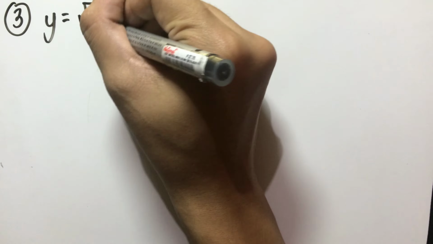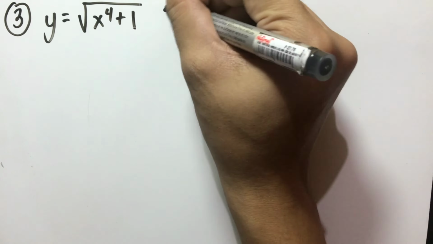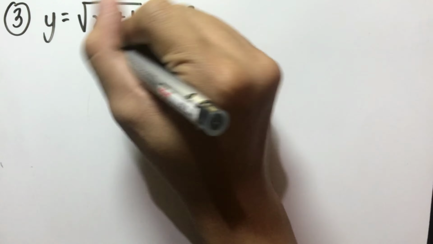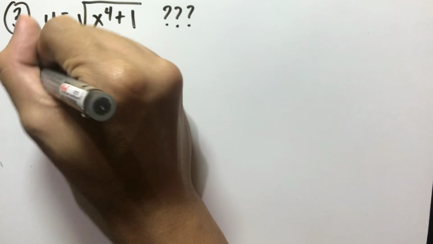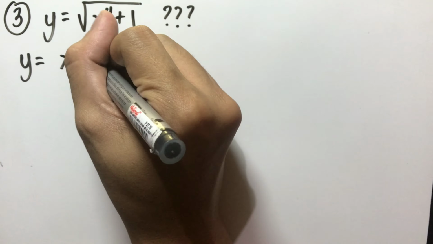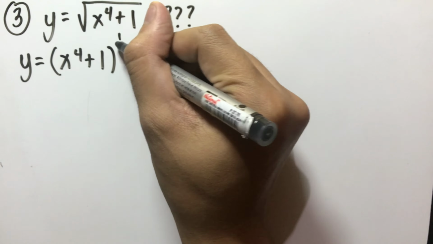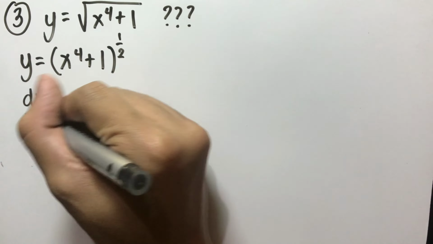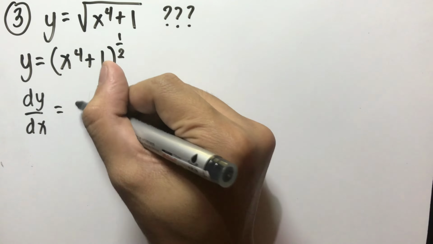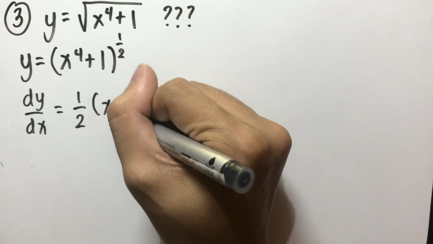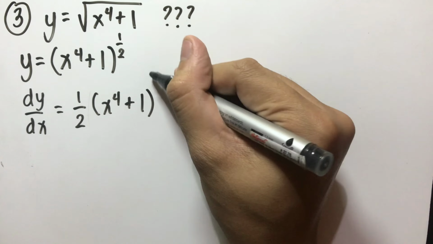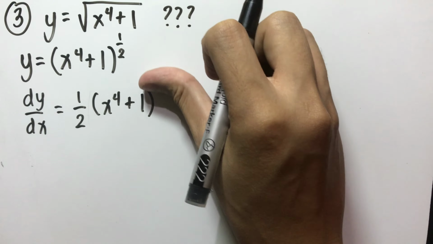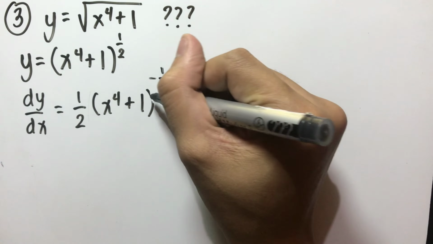And how do we get the derivative of this? Remember that this could be expressed as a fractional exponent. So y is equal to the quantity x raised to 4 plus 1, raised to 1 half. Now we can perform the chain rule here. So dy over dx is equal to 1 half times the quantity x raised to 4 plus 1 raised to 1 half minus 1, which is negative 1 half, times the derivative of the inside function, which is 4x cubed.